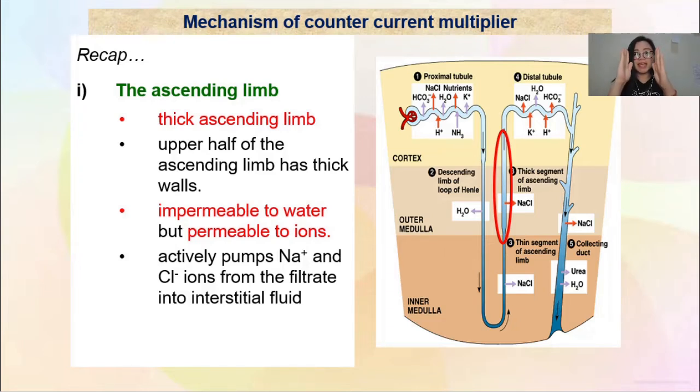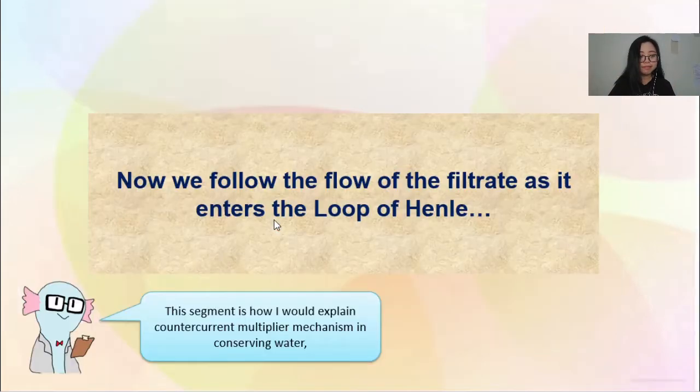Part yang thick ascending limb sahaja yang akan actively pump Na+ and Cl- from the filtrate into interstitial fluid. Di bawah, dia adalah passive diffusion. Di atas, active transport kasih keluar NaCl.